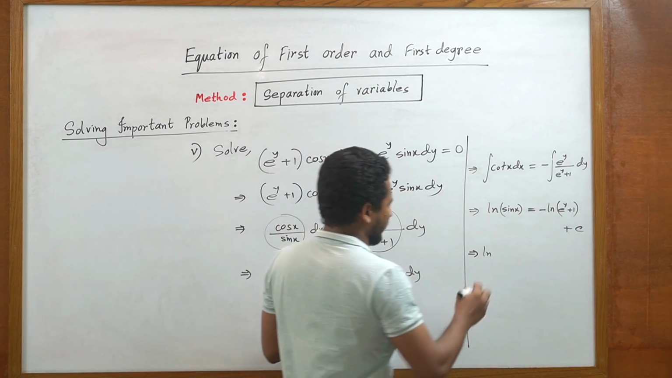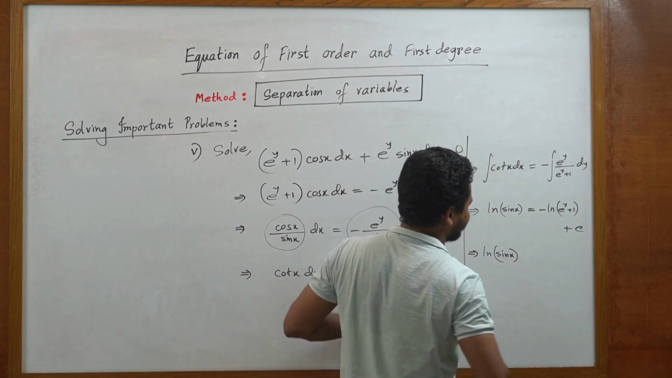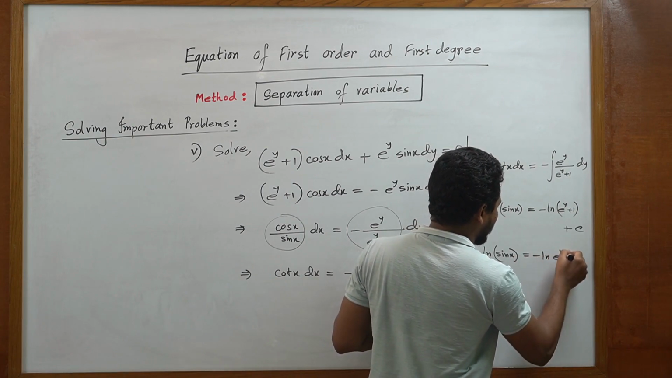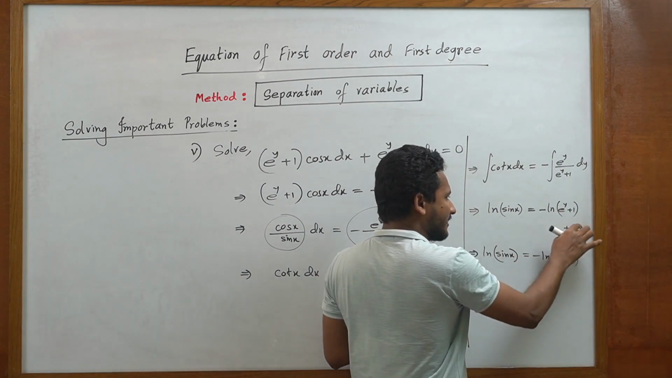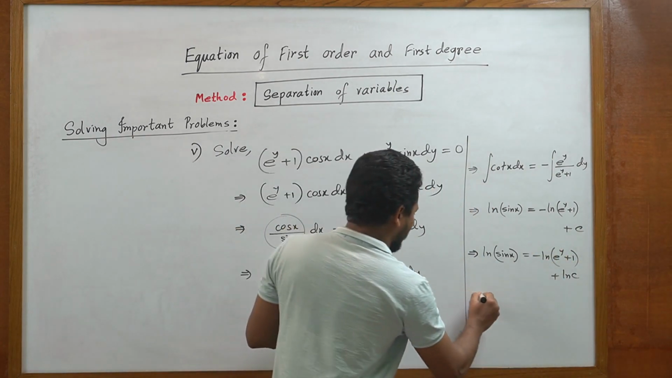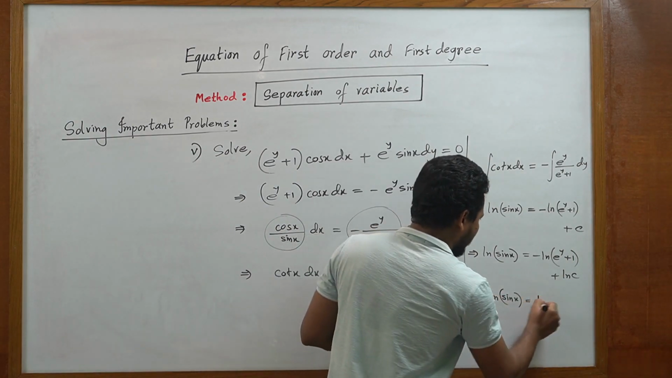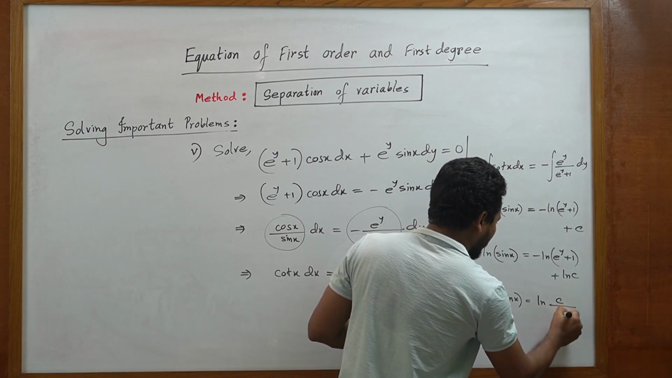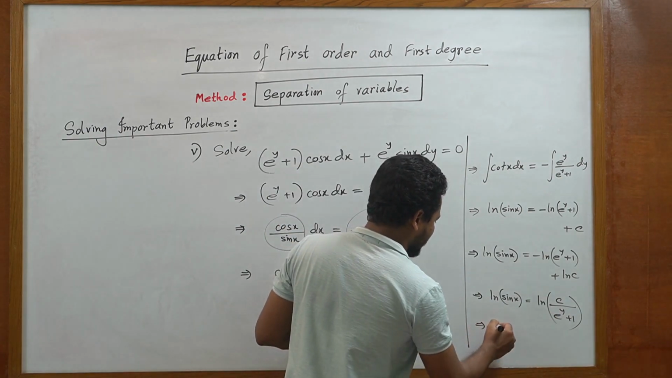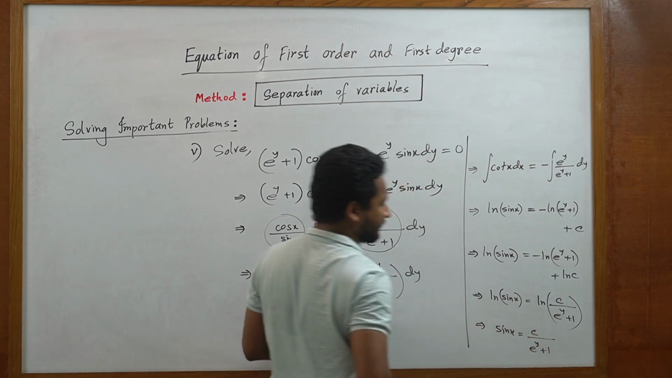We can modify it: ln sin x plus or minus ln (e to the power y plus 1). Here we can write c as ln c. Now ln sin x equals ln c by (e to the power y plus 1). Now we can get sin x equals c by (e to the power y plus 1).